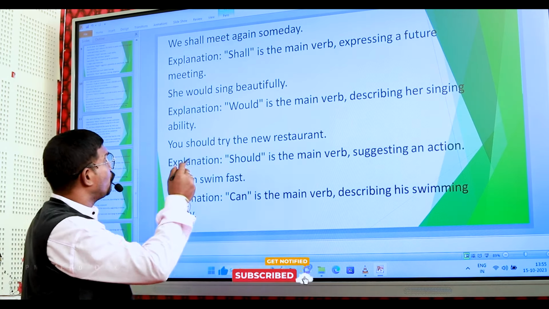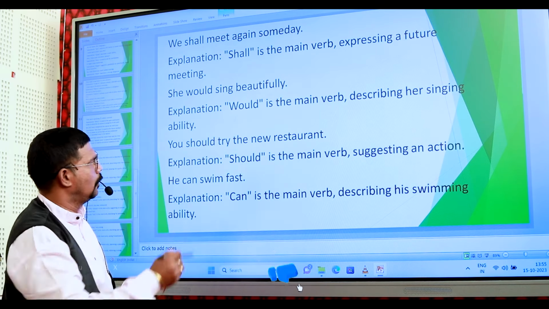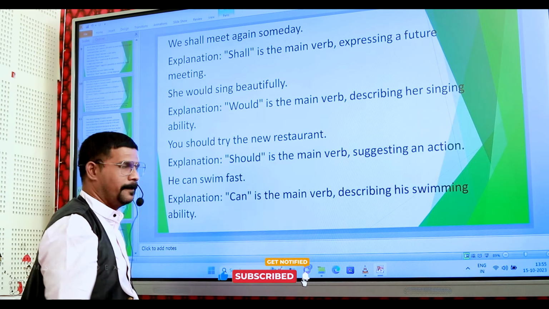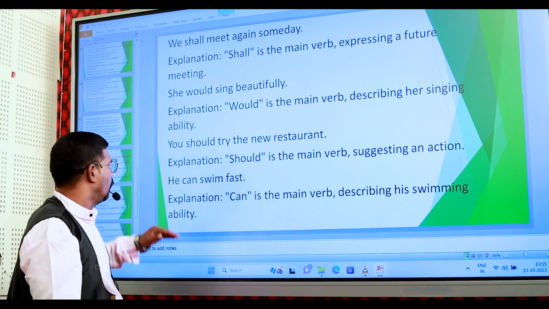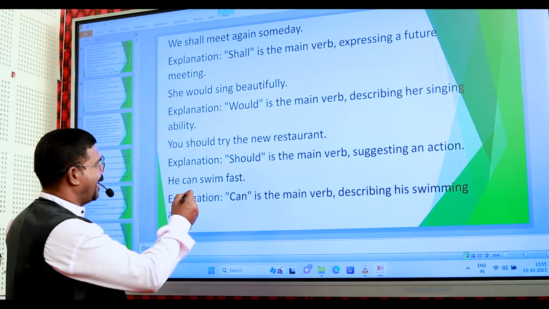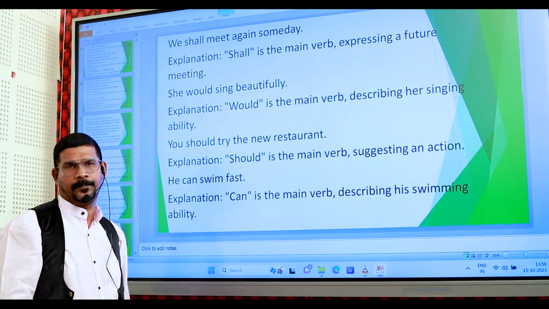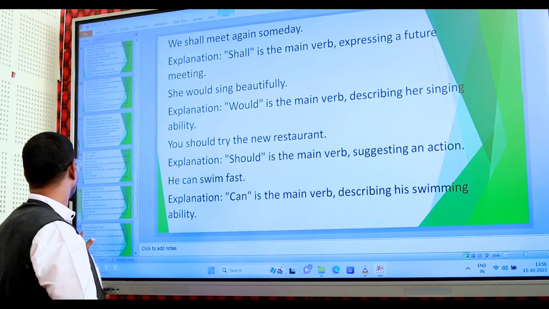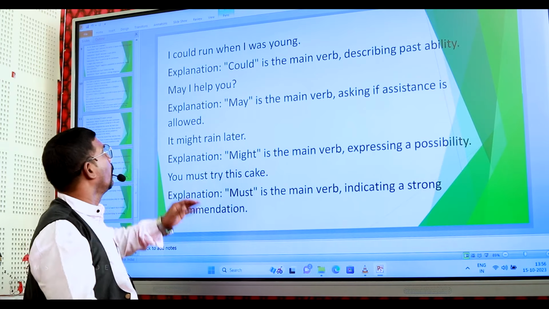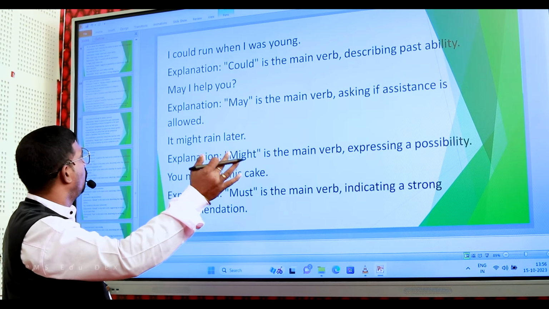She should try the new restaurant. Explanation: should is the main verb suggesting an action. We can swim fast. The explanation: can is the main verb describing swimming ability. I could run when I was young. Explanation: could is the main verb describing past ability.